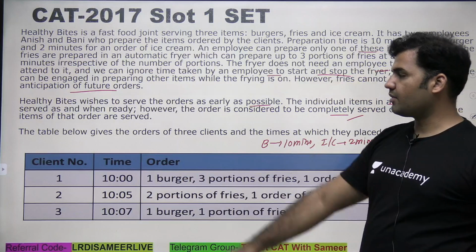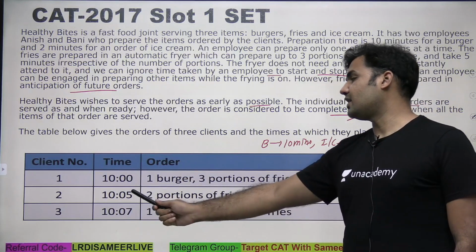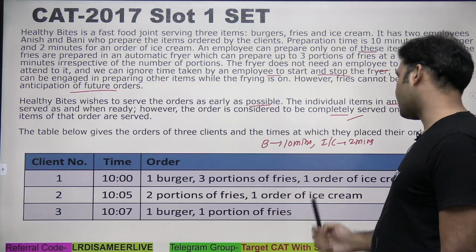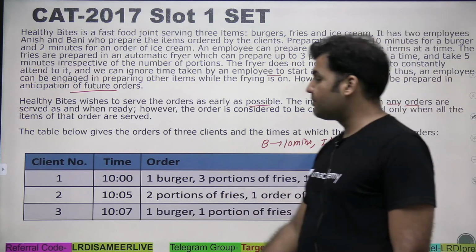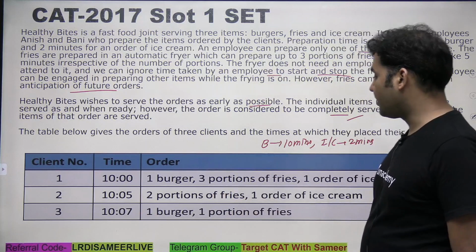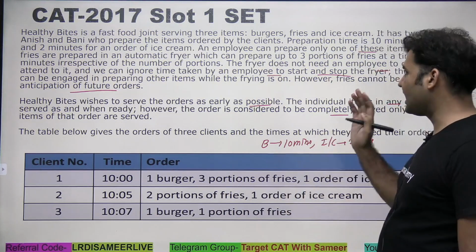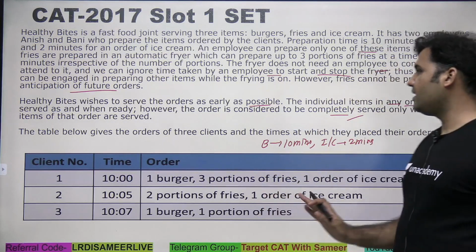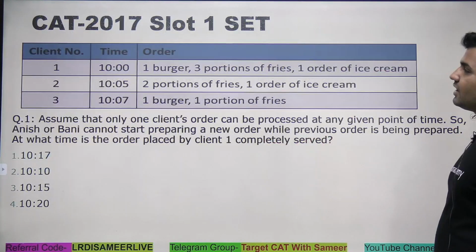The second order is coming from client number 2 and the time of the order is 10:05, and you have 2 portions of fries, 1 order of ice cream. Client number 3 is placing an order at 10:07 with 1 burger, 1 portion of fries. So that's the information that you have. Now, very, very easy question, guys. It will not even take 10 seconds to answer, right?